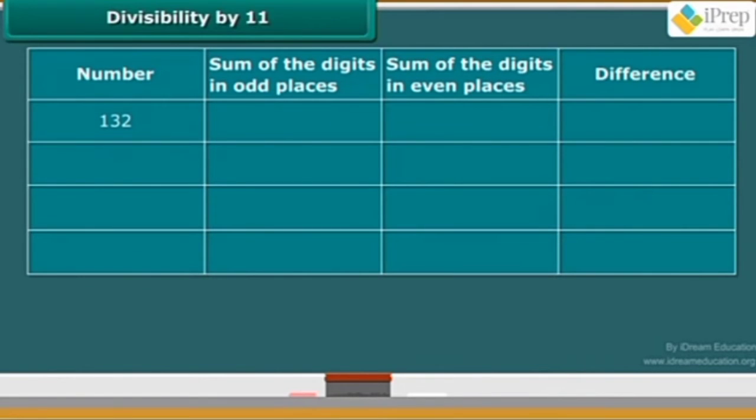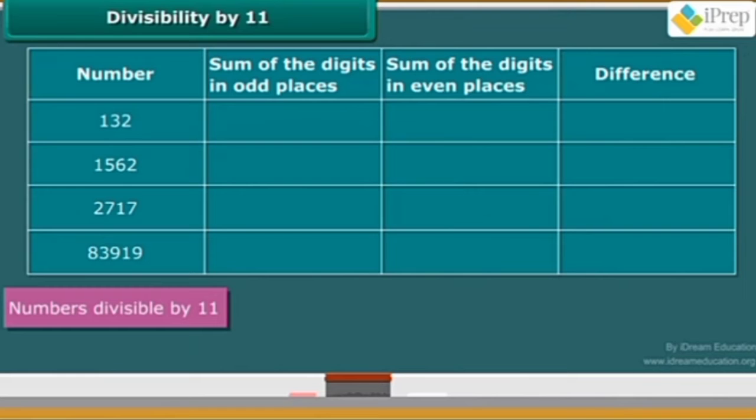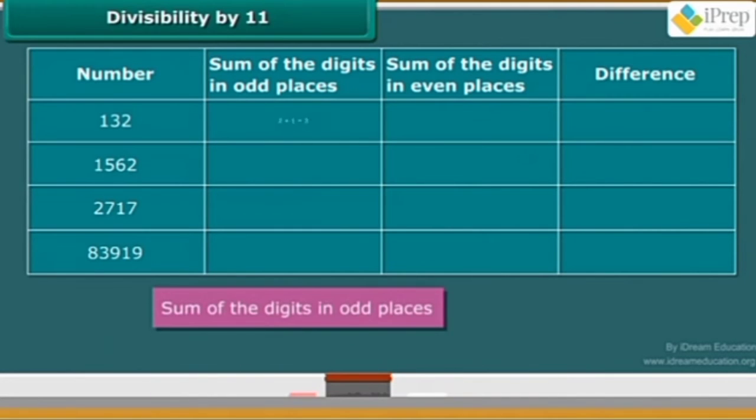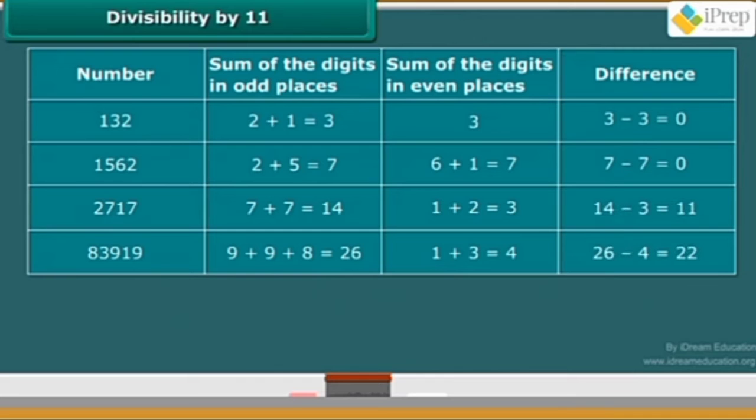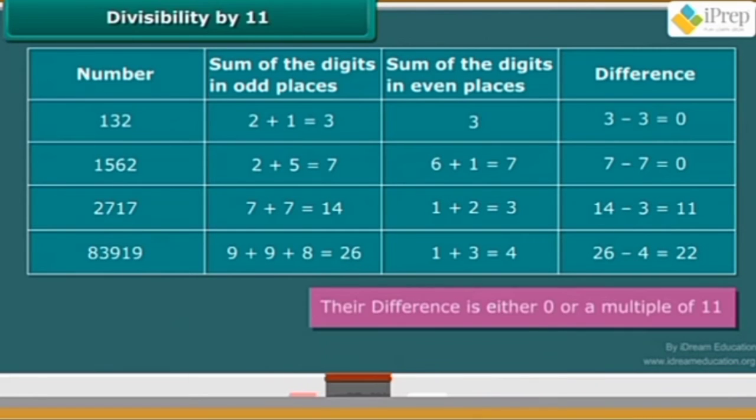132, 1562, 2717 and 83,919. All these numbers are divisible by 11, as can be checked by the direct division method. Consider the sum of the digits of these numbers in the odd places, starting from the ones place. Likewise, consider the sum of the remaining digits, or the digits in the even places. Compute the difference between the two sums just obtained. The difference is either 0 or a multiple of 11.